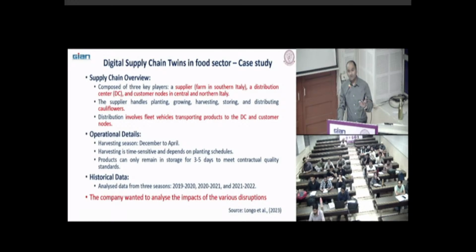What happens if your distribution center is closed? How will it affect your profit? What can you do to manage that disruption? Similarly, suppose the link between the DC and the customer is disconnected, for example because of border closures, and you cannot move the goods from the DC to the customers. What can you do? So they wanted to analyze those disruptions.